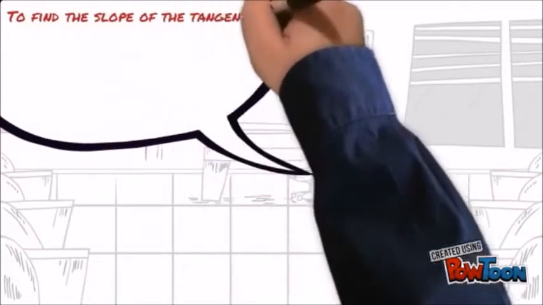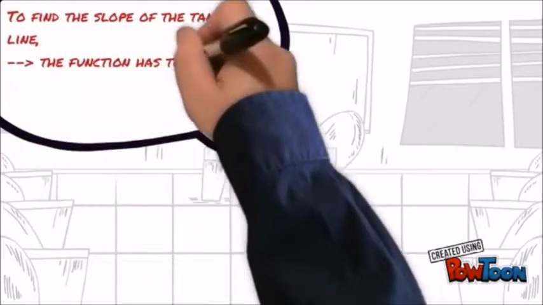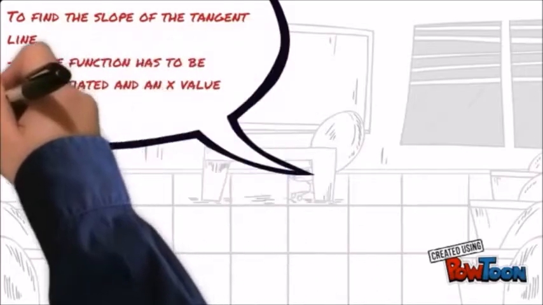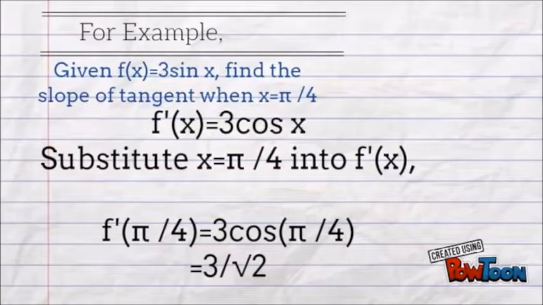To find the slope of the tangent line, the function has to be differentiated and an x value must be given. For example, to find the slope of the tangent line to the graph of f(x) equals 3 sine x with an x value of pi over 4, differentiate the function so it becomes 3 cos x. Then substitute x with pi over 4 and it becomes 3 cos pi over 4. By using the idea of the unit circle, the slope at x equals pi over 4 is 3 times 1 over square root of 2, or 3 over square root of 2.